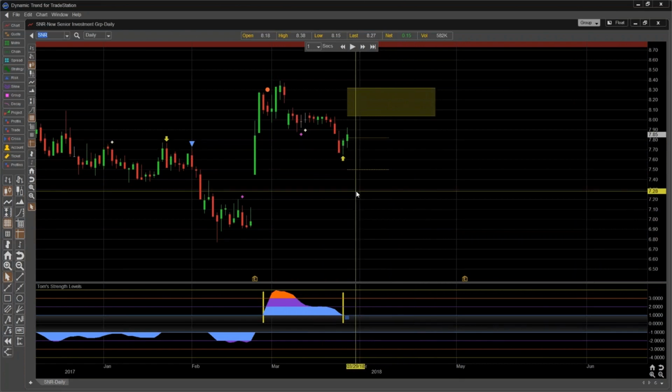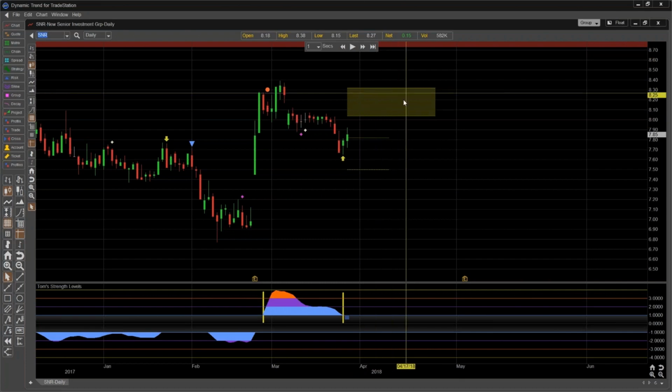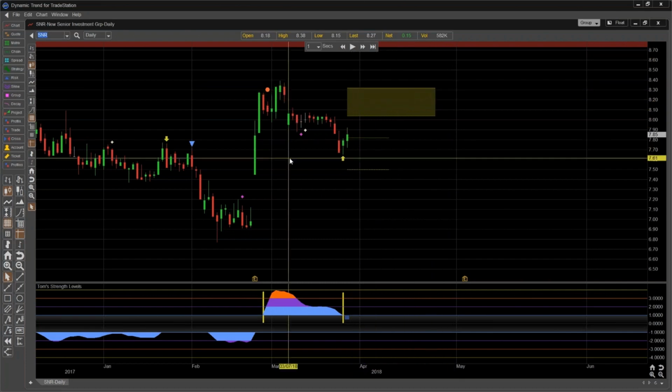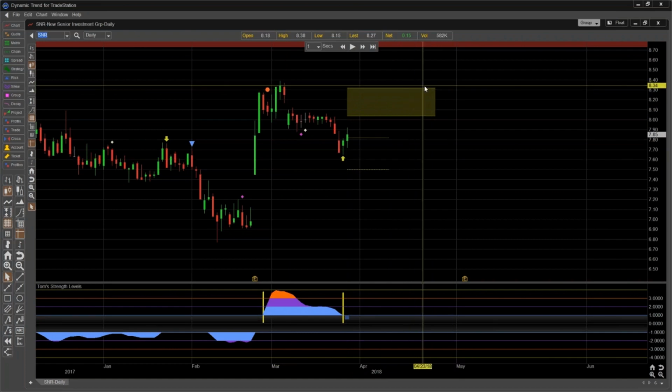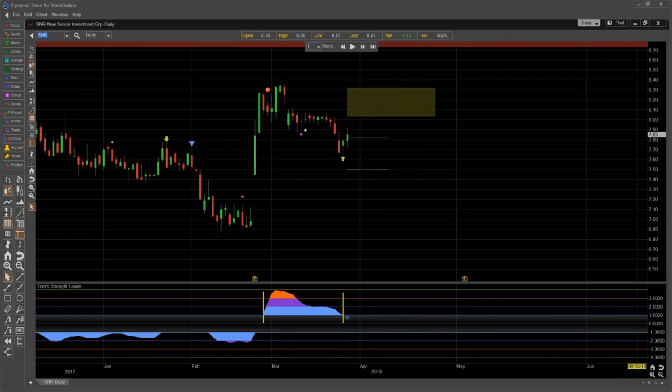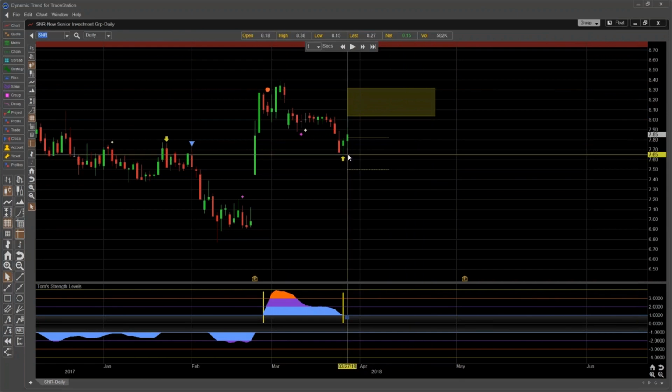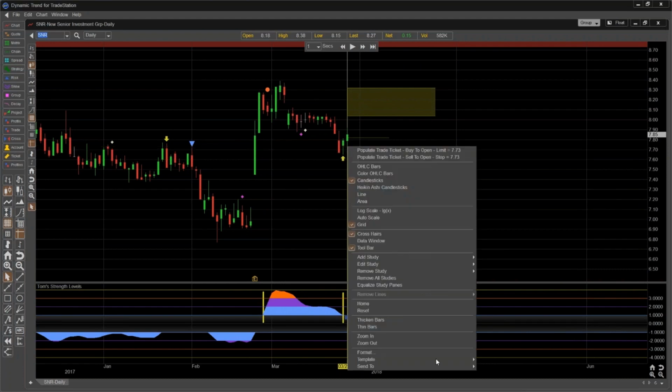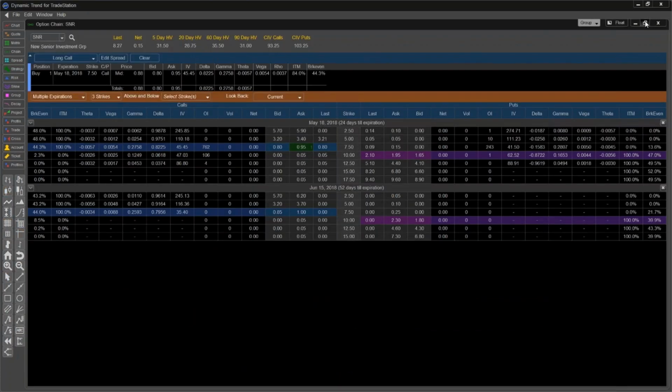The other way to do it is to see if you can get closer to the target or not. So this is historical, so I won't be able to set up a trade in this. But one thing I can do is right click on here, send to option chain, and it'll open up the option chain.